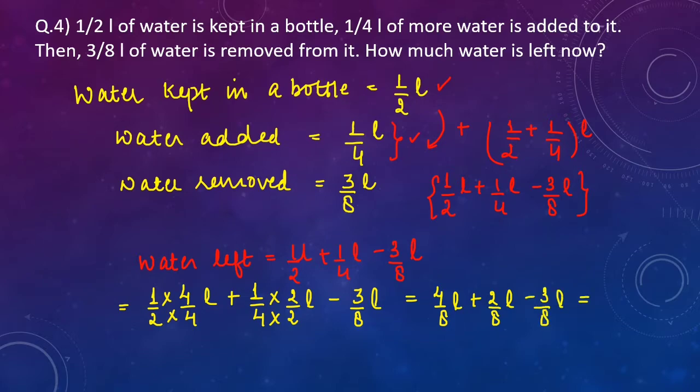Firstly, we will add the two numbers. So 4 plus 2 is 6 upon 8 liter minus 3 upon 8 liter. So 6 minus 3 is 3 upon 8 liter. That means water left in the bottle is 3 upon 8 liter.